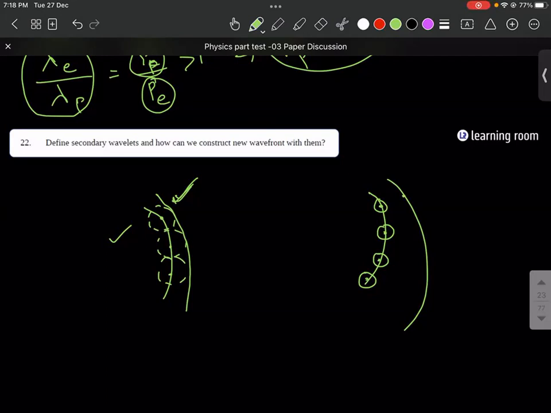Sir, so we need to draw the diagram for this. So they have asked how can we construct. No, you need not draw the diagram. If you have mentioned the tangential surface to the wavefront, that's enough. I drew the diagram for you to understand. Ram, are you clear?